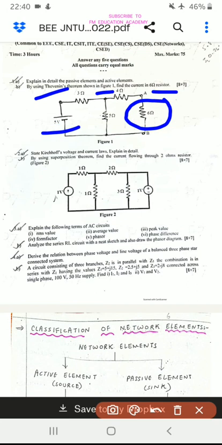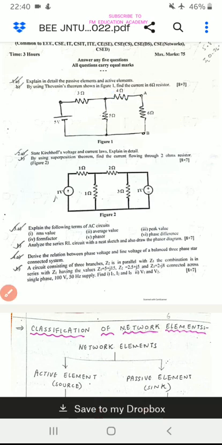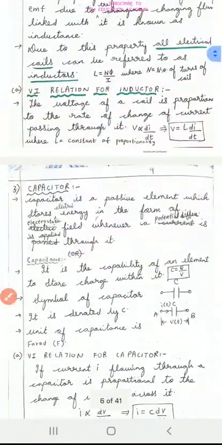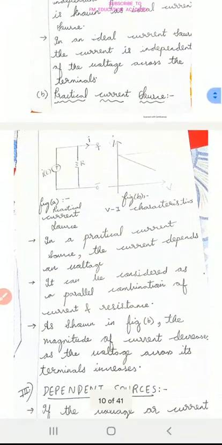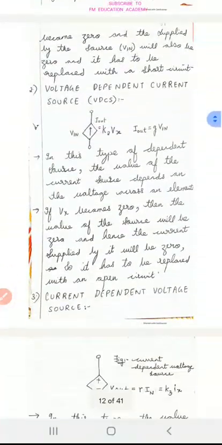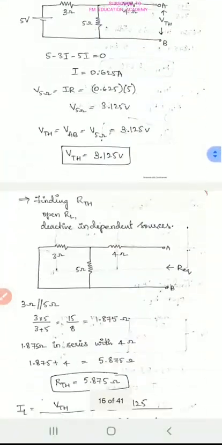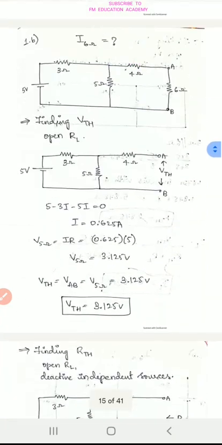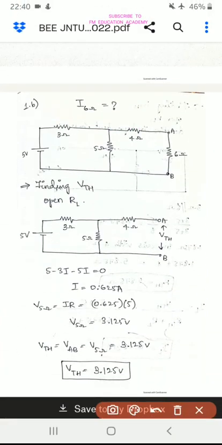This is our given figure. A 5 volt source is given, resistors 3 ohm and 5 ohm are given, and 4 ohm and 6 ohm resistors are also given. We have to find out how much current is flowing in the 6 ohm resistor. First, we'll find out the Thevenin's voltage in a Thevenin's theorem problem.